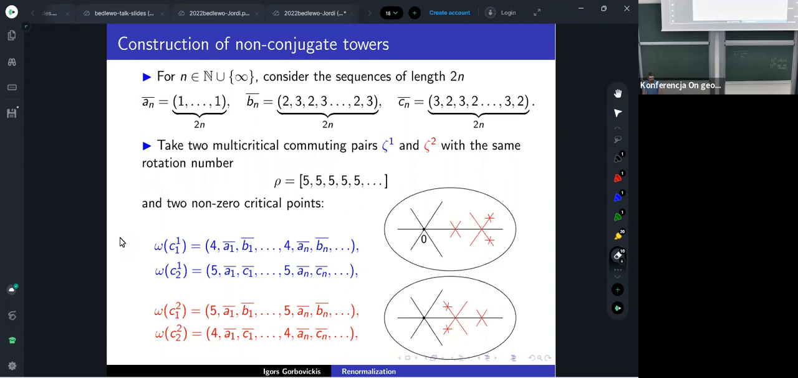Question. So to clarify this construction of non-conjugated conjugate towers, your critical points have different, what did you call it, itineraries or sequences. So if all corresponding points have the same sequences, do you expect that they will always be conjugate?